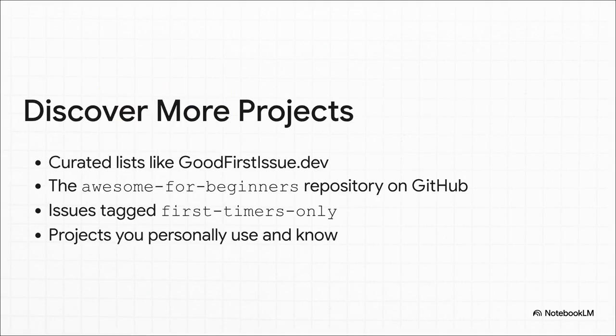And it doesn't stop there. You've got websites like goodfirstissue.dev that do all the hard work for you. There are these huge lists on GitHub like the Awesome for Beginners repo. You can even search for the First Timers Only tag, which is exactly what it sounds like. And never forget about the projects you already use every day. That's often the best place to start.